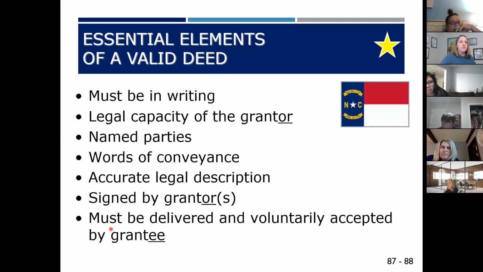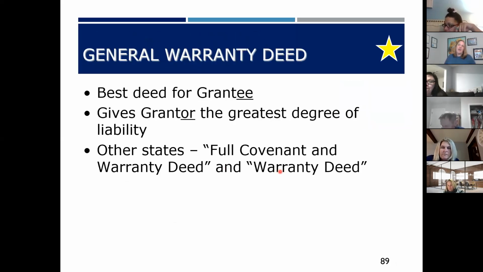So there are several different types of deeds. It'd be so boring just to have one. So the first type of deed that we have is the general warranty deed. It can also be called the full covenant warranty deed, or simply the warranty deed. The general warranty deed is probably the one that we see most frequently. It is the best deed for the grantee because it offers them the most protection. Who's the grantee? The grantee is the buyer.